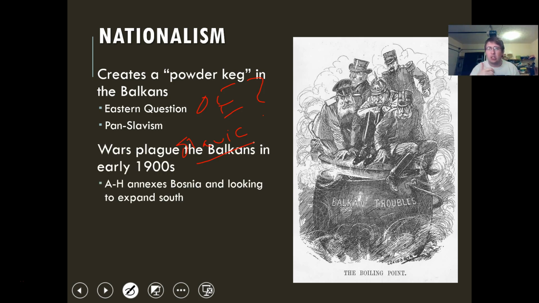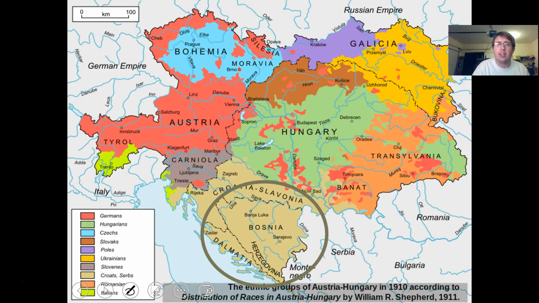But it's going to get turned on its head in the early 1900s when Austria-Hungary makes the decision to annex, or take, Bosnia. And they're looking to expand to the south. And here's what I mean by that. So you have the Austria-Hungarian Empire. They annex this area called Bosnia there in the circle. And then perhaps they start looking south and look for more land and more area to take. And that brings us to an independent country called Serbia.